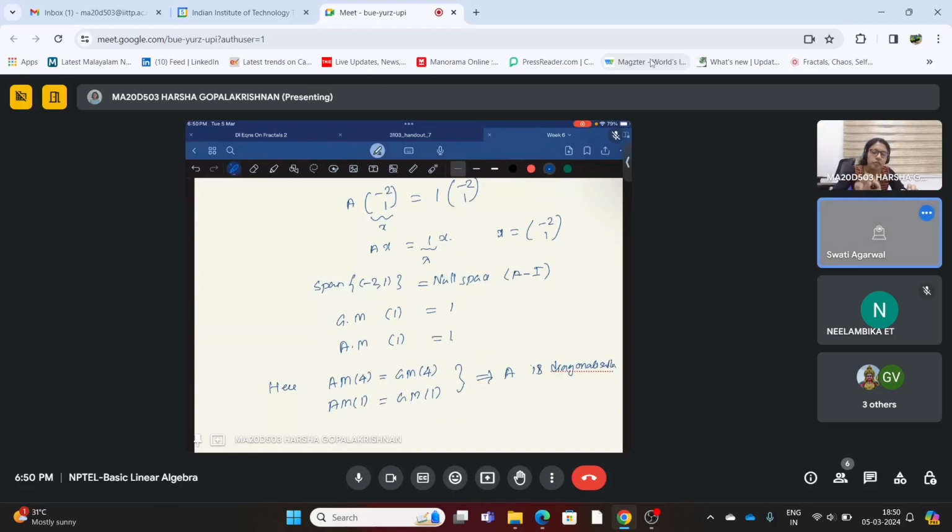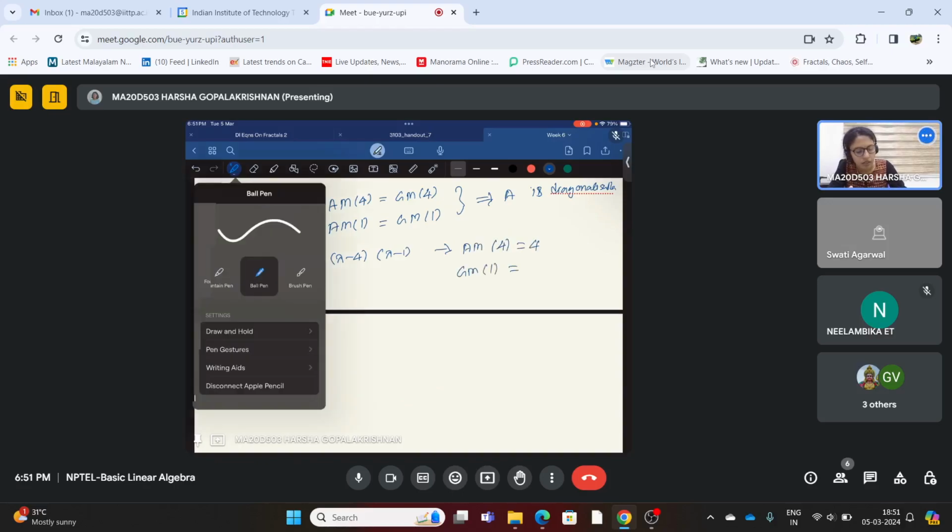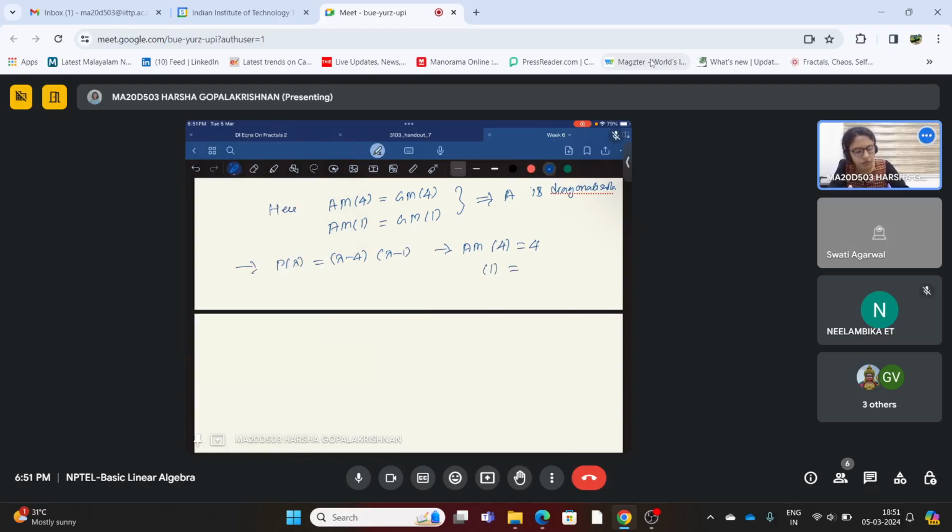In the beginning itself I told that as we have only two distinct eigenvalues, definitely it is diagonalizable. So let us see why it actually is. What was our equation? P of lambda equals (lambda minus 4) times (lambda minus 1). So algebraic multiplicity of 4 is 1, and algebraic multiplicity of 1 is also 1.